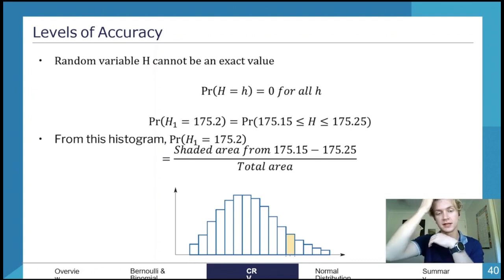And then that tells us the total. So the probability that h1 equals 175.2, and the shaded area there. If we work out that shaded area, obviously it's going to be greater than 1 because it's the probability times that. But if we divide that by the total area, it should be 1.